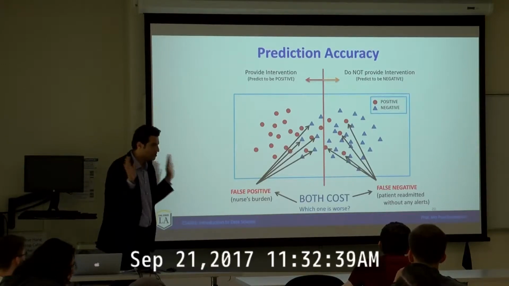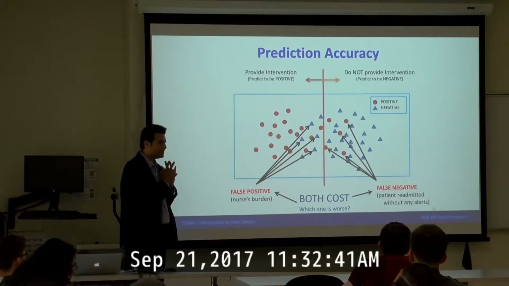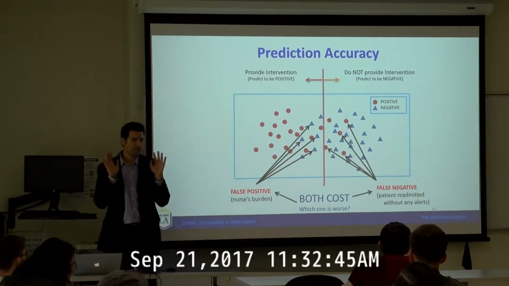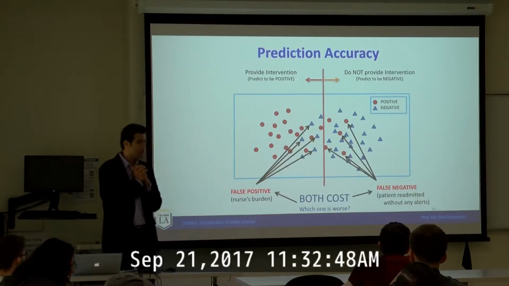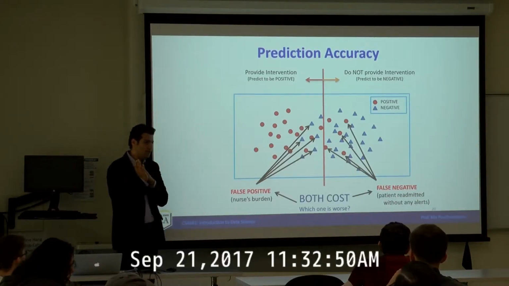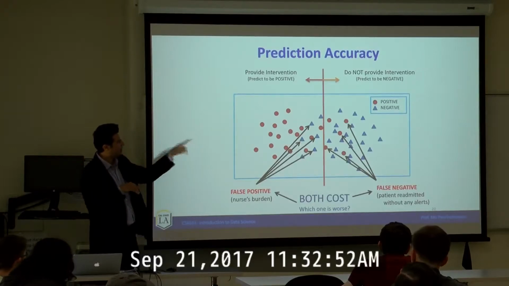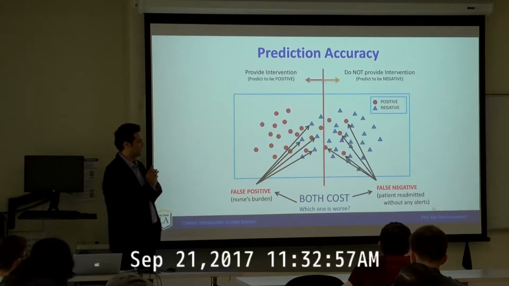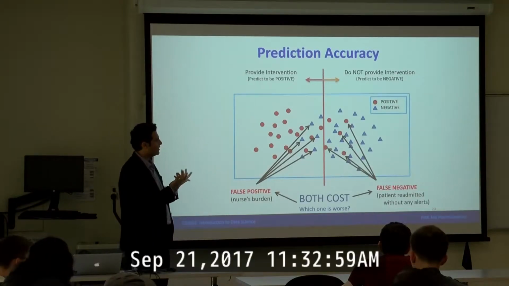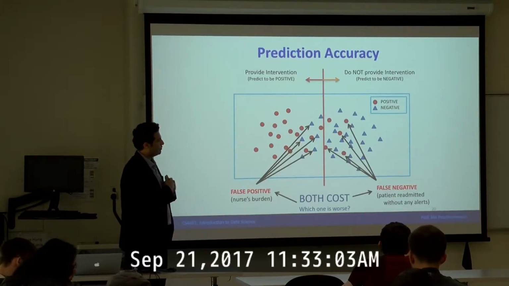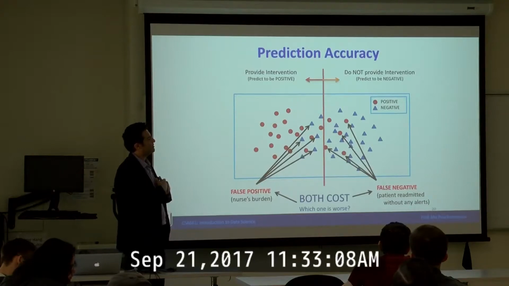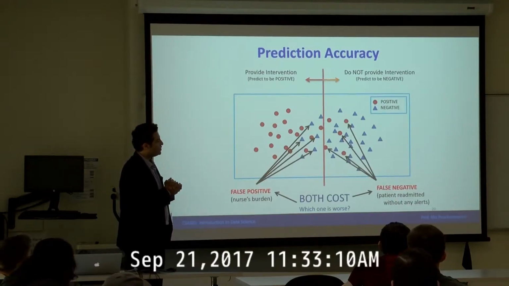So every machine learning algorithm, every prediction, has these two types of errors. There is no machine learning with perfect results. There is no predictive model with 100% accuracy. We always have these two types of error, and there is always a trade-off between them. And they are both costly. So in the case of healthcare, what do you think? If positive means heart attack and negative means nothing, which one is more costly?